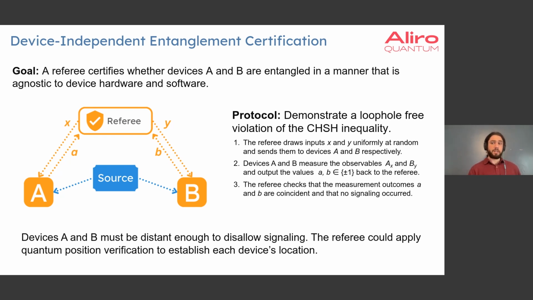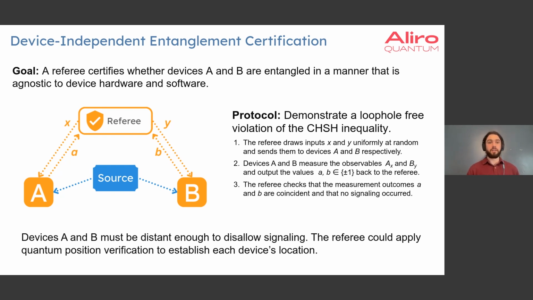Here we simply need to demonstrate a loophole-free violation of the CH-SH inequality, so we just follow the standard protocol. The referee will draw inputs X and Y uniformly at random and send them to the two devices. Then the devices will measure their local entanglement and send it back to the referee. And then the referee will check that the measurement results are coincident and that no signaling occurred.